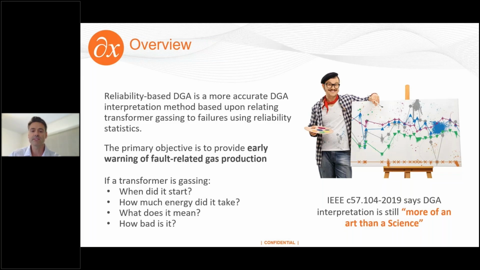So why is DGA so important? Well, 42% of transformer failures occur within the main tank and are detectable by DGA. So let's go through a brief history of dissolved gas analysis interpretation.